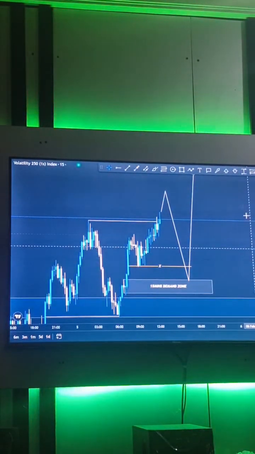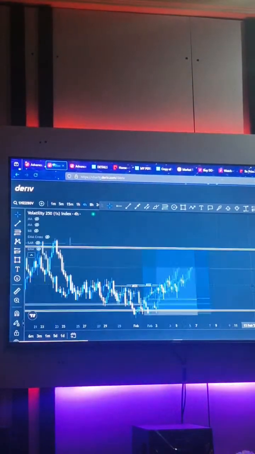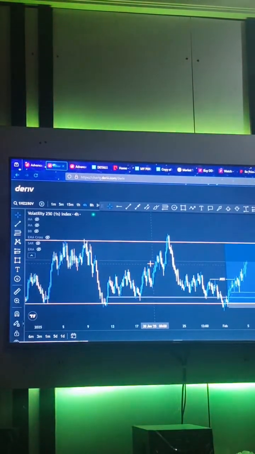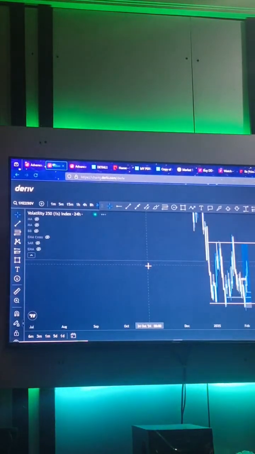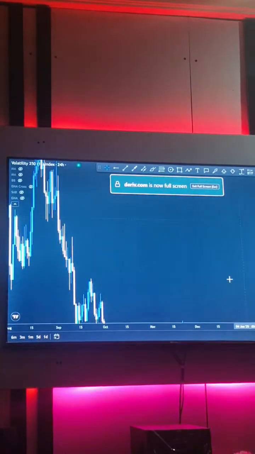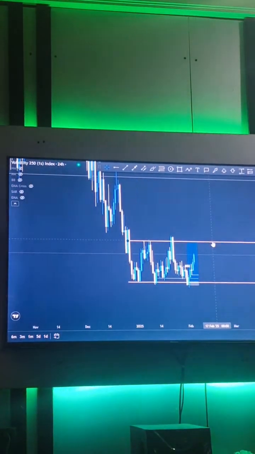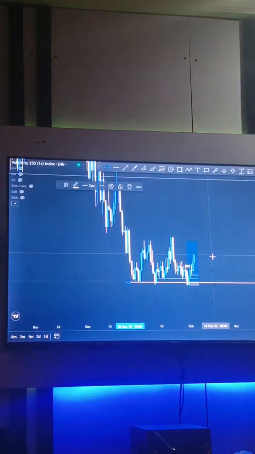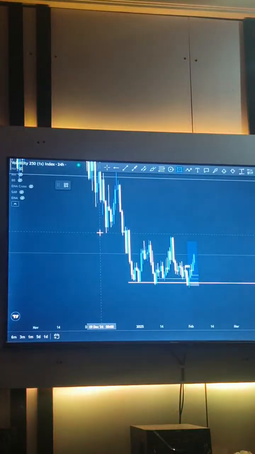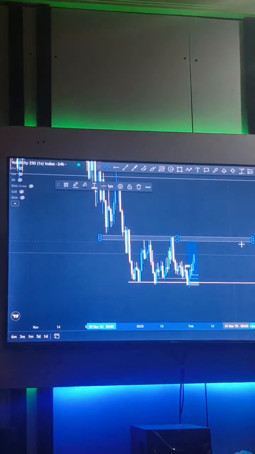So let me do this on my major analysis right here. Remember we did it, support and resistance on higher time frame, right? Then let me mark out the support and resistance zone. Then let me mark out this one. Like this.